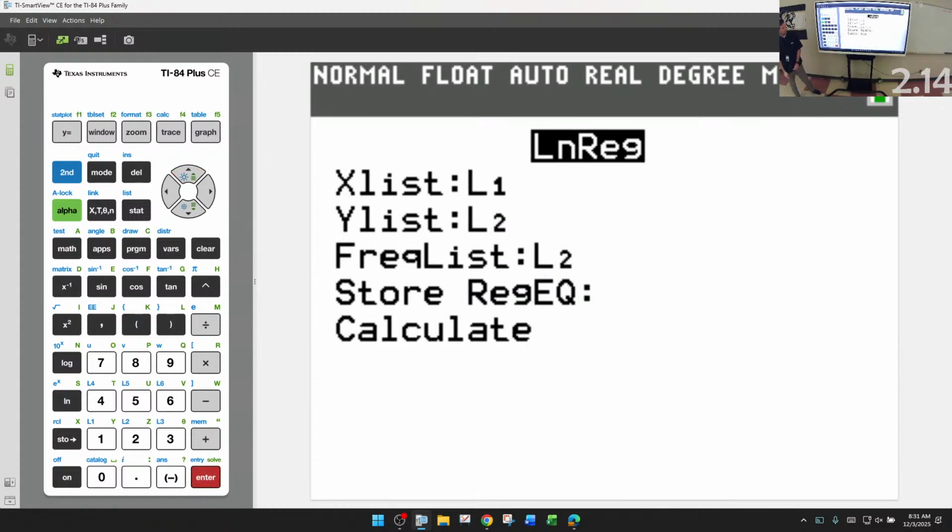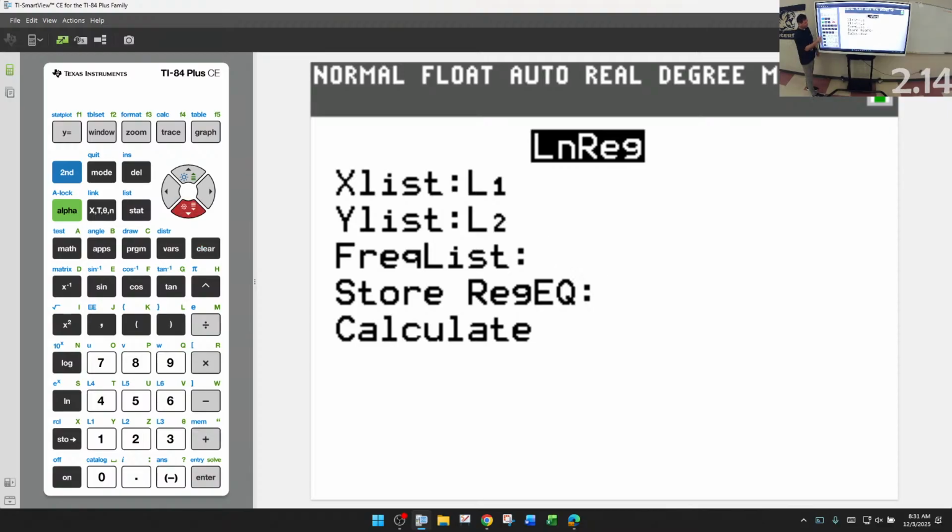Enter. X list comes from L1. Y list comes from L2. If you didn't put it in L1 and L2, make sure you put it to where you put it. This is second L1, those are blue down here. So second L1, L2, if you put it somewhere else. I like to always do everything in L1. Frequency should be just blank.